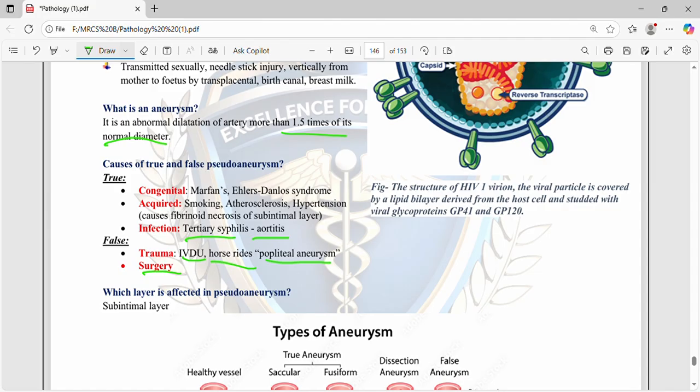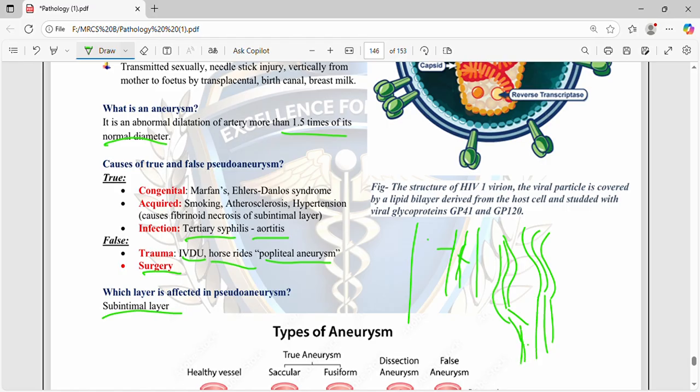If you have done surgery or passed a catheter in the groin to the femoral vein, this can cause a false aneurysm. Which layer is affected in pseudoaneurysm? For example, this is the lumen, this is the intima, this is the media, this is the adventitia. In a true aneurysm, all the layers are involved, but in a false one, it's only the outer layer.